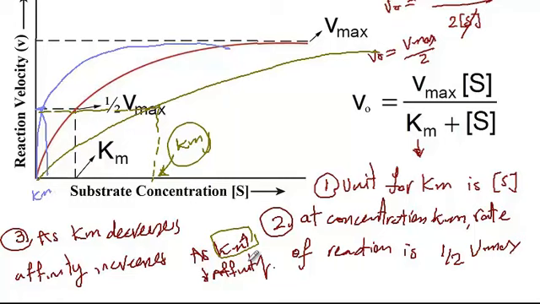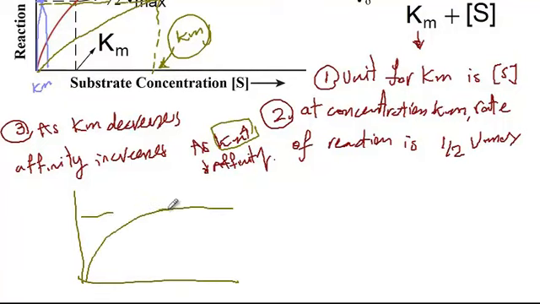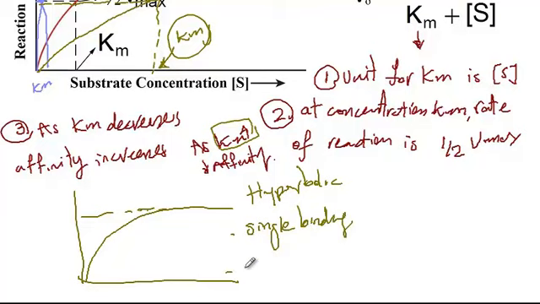Now here, what I would like to remind you is that we are talking about the Michaelis-Menten equation on a hyperbolic curve, which assumes that there is only a single binding site for the enzyme and there is no cooperativity.